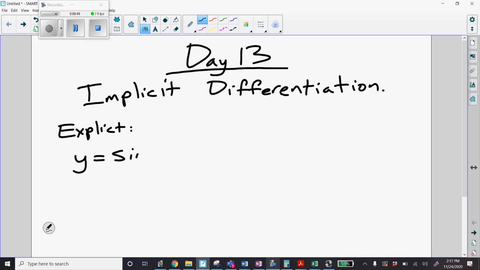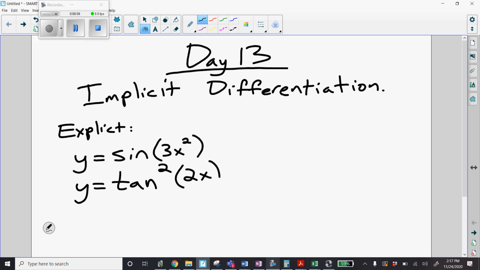Y equals sine of 3x squared. Y equals tangent squared of 2x. Y equals 4x squared plus 3x plus 2. You notice that all of these explicit ones are always in the form y equals, because it's very explicit what y is equal to. So we know how to do derivatives there, right? We know our power rule, product rule, quotient rule, chain rule. But we can also do derivatives when y is given implicitly, right? It's not explicitly solved for.